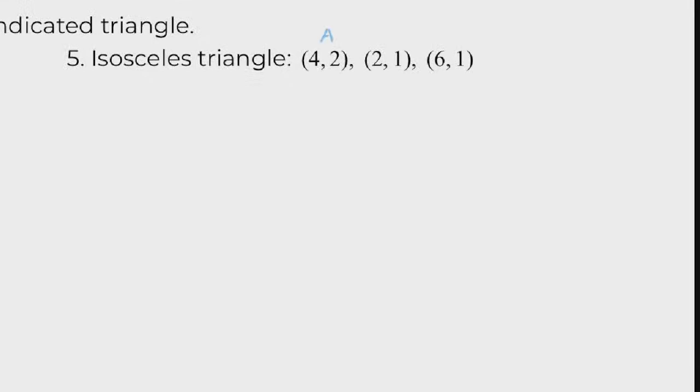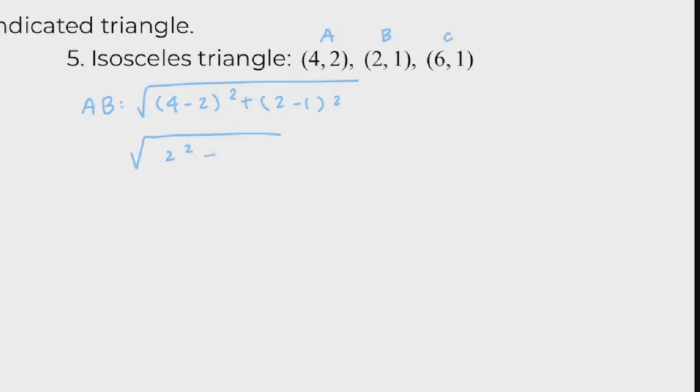Okay, next we want to show that this is an isosceles triangle. So again, I'm going to call this A, B, and C, just so I know which side lengths I'm looking for. So for AB, this is going to be the square root of 4 minus 2 squared plus 2 minus 1 squared, which is going to be 2 squared plus 1 squared, which is 5.